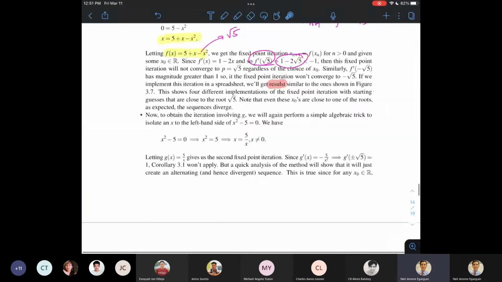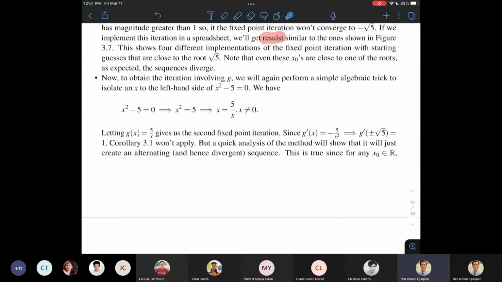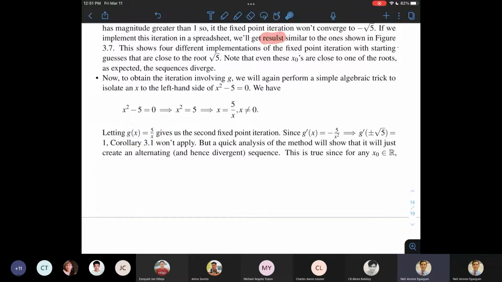So that's that. Okay. Let's look at the second fixed point iteration. Yung fixed point iteration kanina ay 5 over x. Ito si g kanina dun sa example natin. So alam natin si root 5 ay fixed point ni g. Okay. Let's see how did we get g?